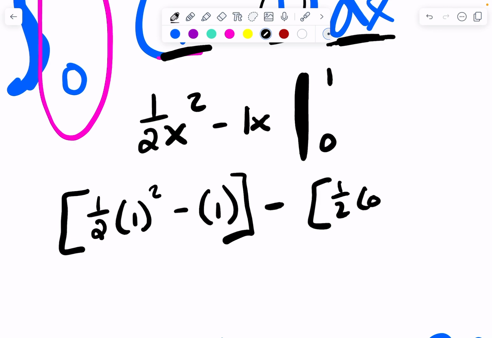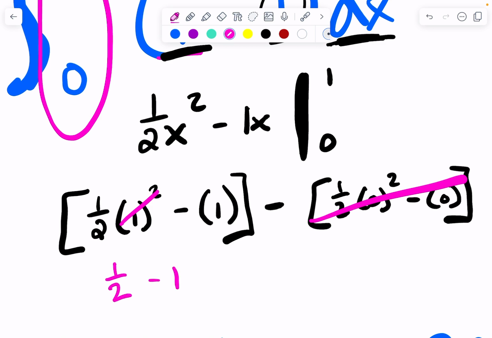And you guys should know this already. If you don't want to write this all out, you don't have to, because the 0 is going to go away. So he's gone. And now I just have to do this. So 1 squared is 1 times 1/2 is 1/2 minus 1.